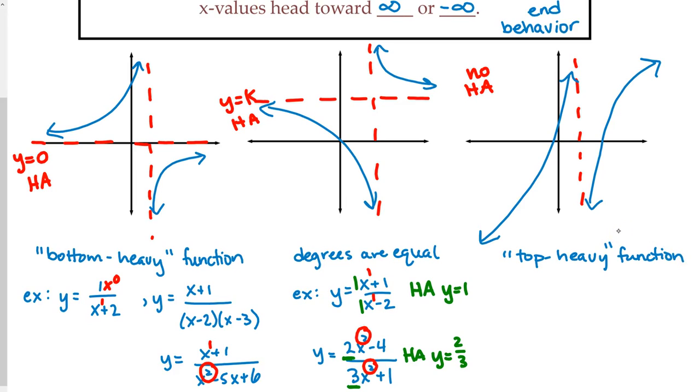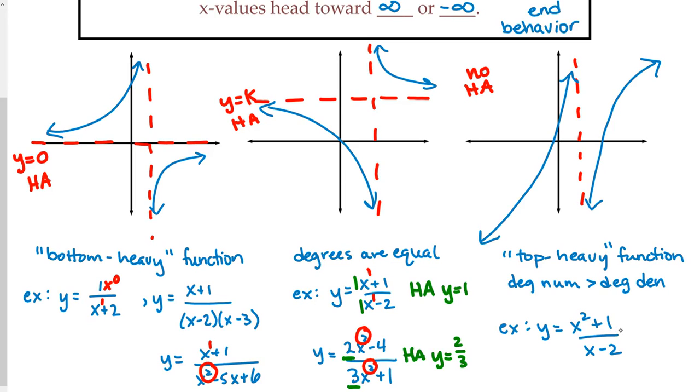So the degree of the top is greater than the degree of the bottom. An example of that would be y equals (x squared plus 1) over (x minus 2). The degree of the top is 2, the degree of the bottom is 1.